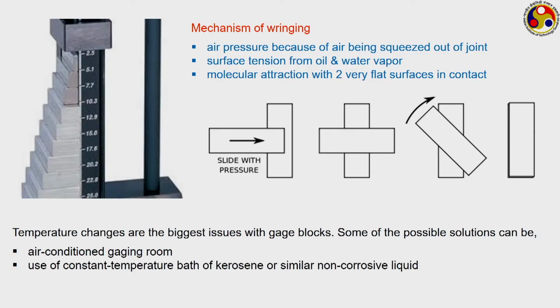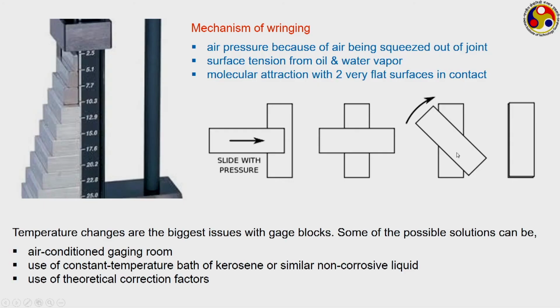Second option can be use of a constant temperature bath made of kerosene or certain non-corrosive liquids. The gauge blocks will remain immersed in this, and while taking the reading, they will be taken out for a very short interval. Readings will be taken, and immediately they will go back to the pool of liquid. If we are looking for a very precise measurement, then our specimen itself can also be immersed, and the entire measurement can be done in the immersed condition. But again, that may not be possible in all scenarios.